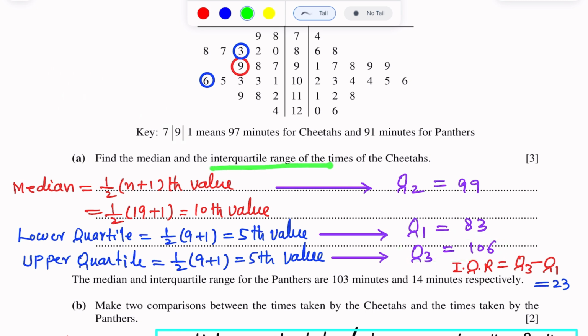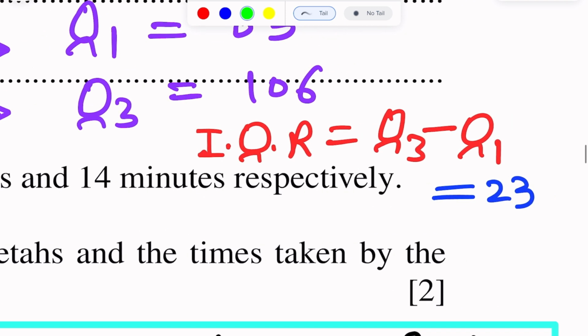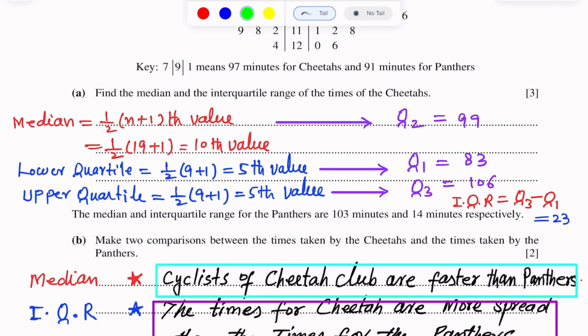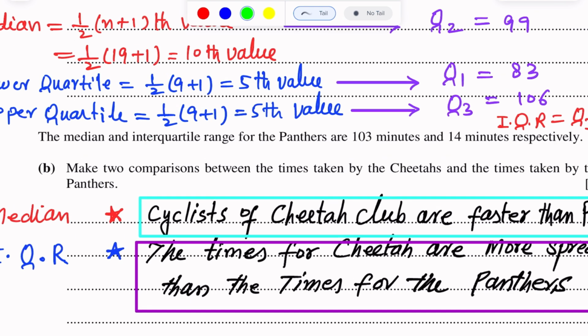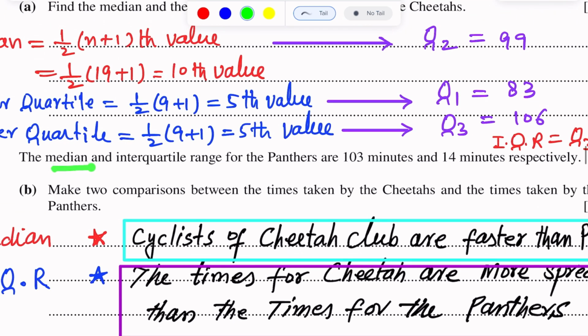Now we have to find the interquartile range of the times of Cheetahs. This formula is used: upper quartile minus lower quartile. Upper quartile 106 minus lower quartile 83, we get 23. So 23 is the interquartile range. The next part of the question says the median and interquartile range of Panthers are 103 minutes and 14 minutes respectively.